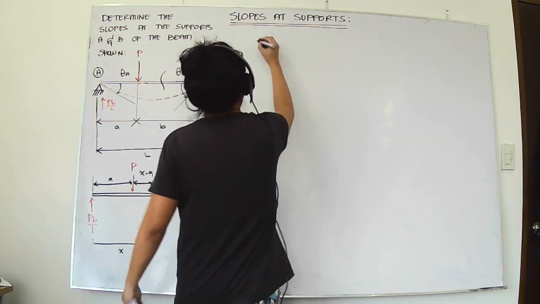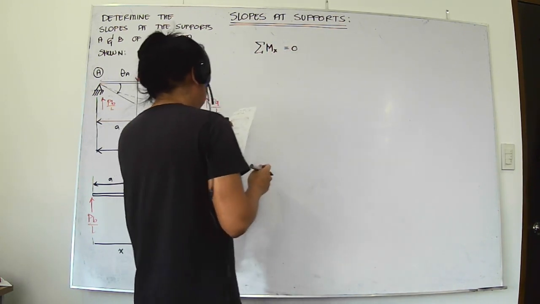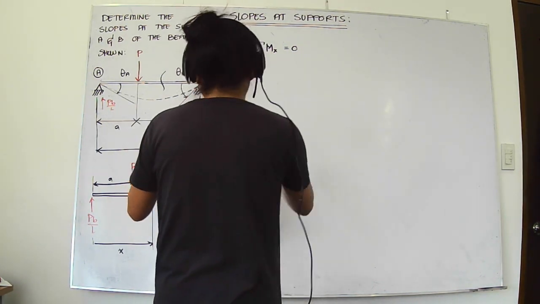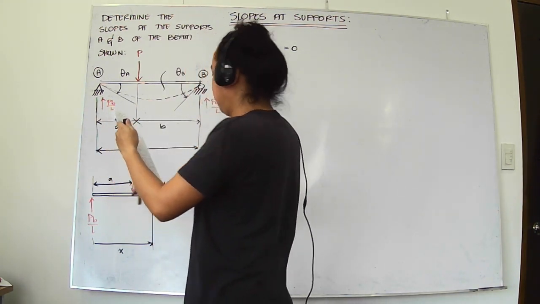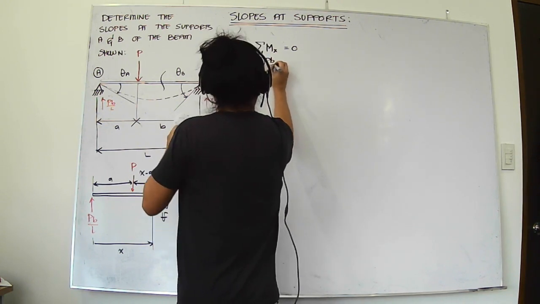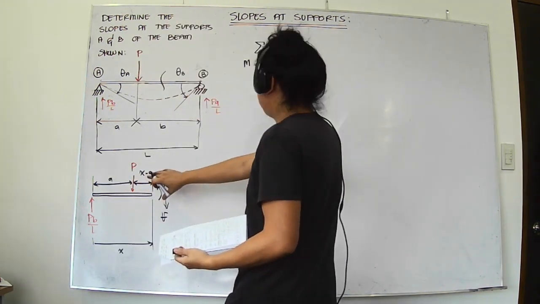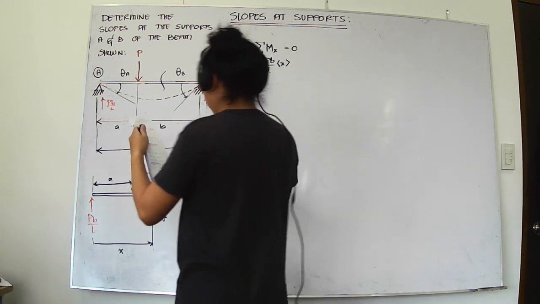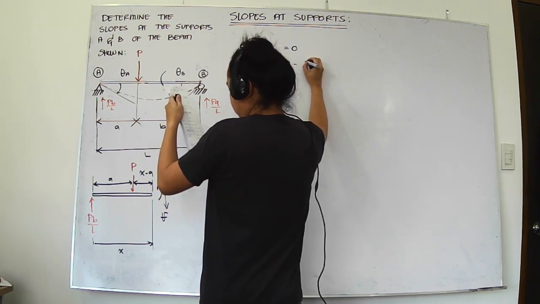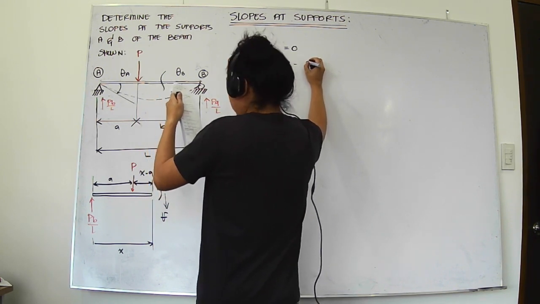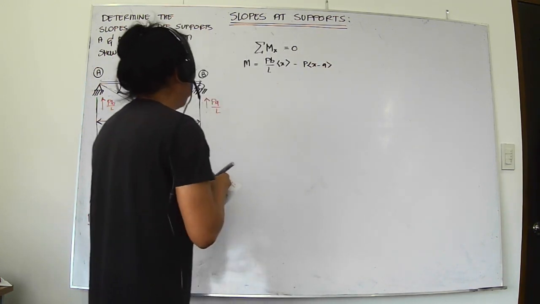From there, we can analyze the moments. So in this case, we have M is equal to PB over L multiplied by X, minus P times (X minus A). Okay? Or something like this.